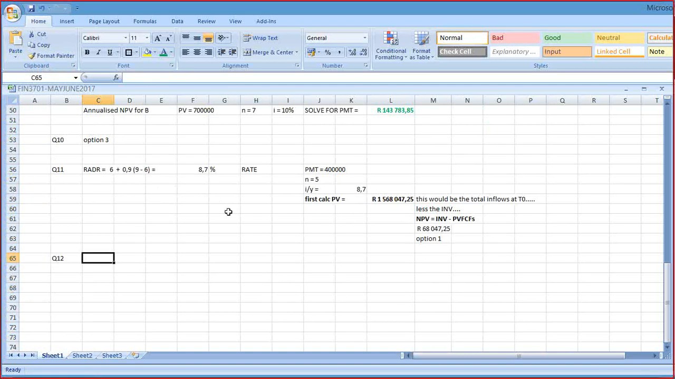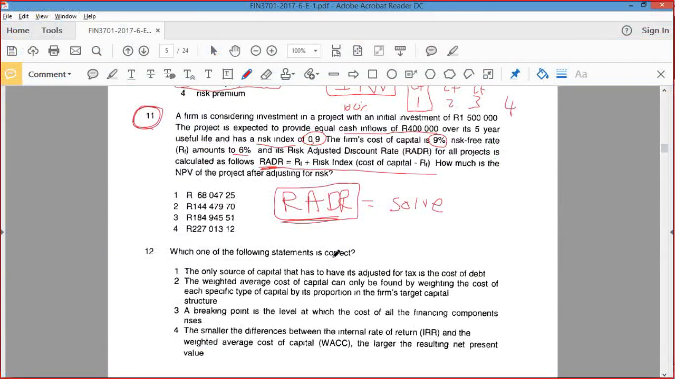Okay, I understand that. So the 1,568 is what we calculated. Then our initial investment was 1.5. That's how we got to the 6,047. Okay, no problem. I was just a little bit lost there. Happy? Yeah, 100%.